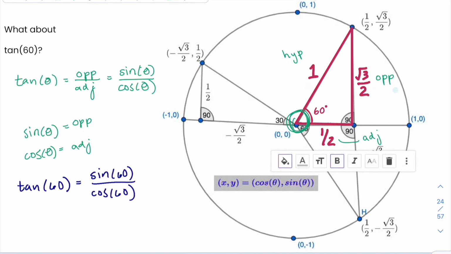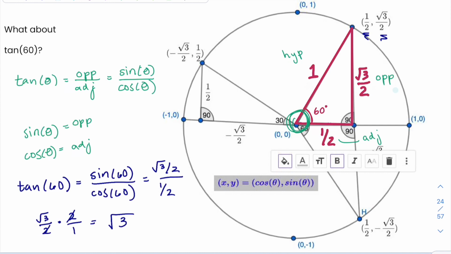And we saw a couple moments ago that sine of 60, that's going to be our y coordinate, is radical 3 over 2. Cosine of 60 is our x coordinate. That's going to be 1/2. And now we just simplify this fraction, right? We have a fraction over a fraction, which we know is not allowed, but we also know that we can keep change flip. So that's going to be radical 3 over 2 times 2 over 1. The 2's will cancel, so the tangent of 60 degrees is radical 3.